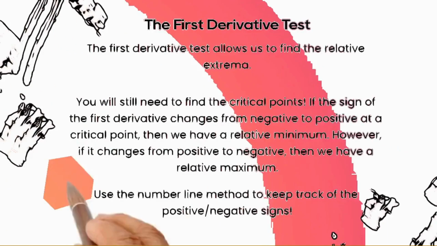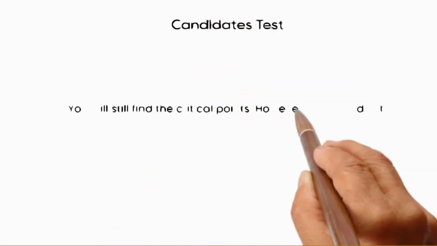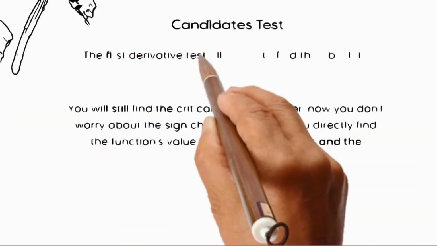Now the first derivative test allows us to find the relative extrema. You must still find all critical points, but now you will be working with the first derivative sign changes. So when it changes from negative to positive at a critical point, then we have a relative minimum. However, if it changes from positive to negative, then we have a relative maximum. And again, use the number line method to keep track of positive and negative signs. So basically, the first derivative test allows us to find relative extrema.